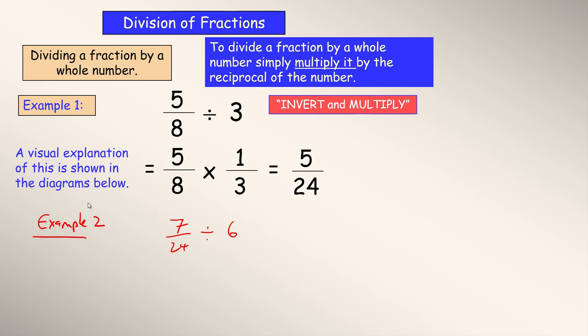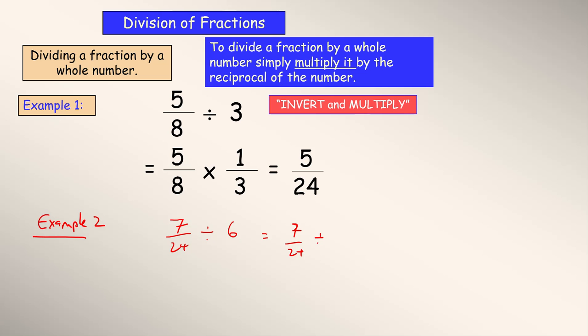So let's have a look at this example here. I've got 7 over 24 divided by 6. Now, that's normally 6 over 1. You could write it like this. You could say it's equal to 7 divided by 24 divided by 6 over 1. Anything divided by 1 is just itself.